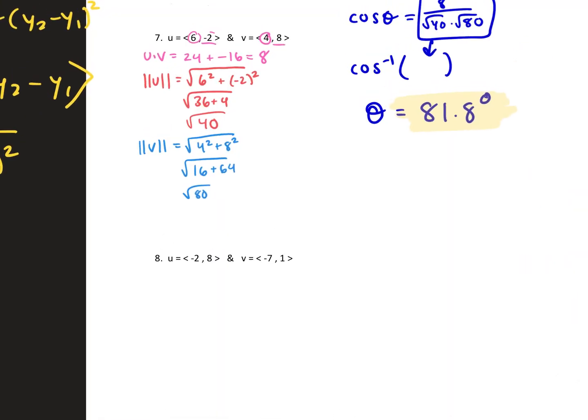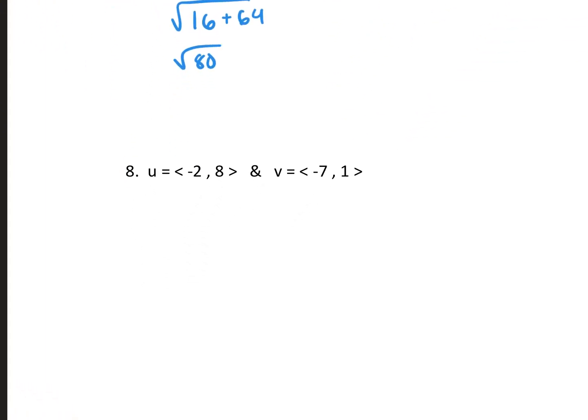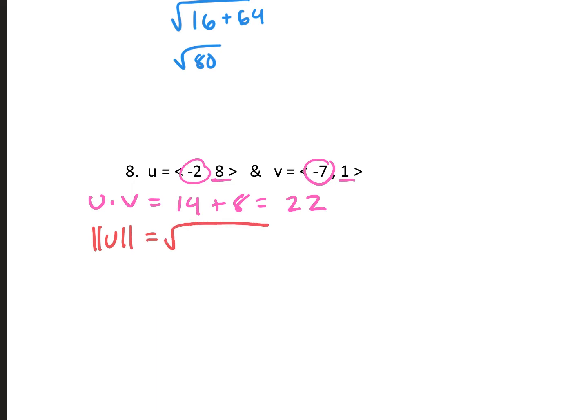All right, so for number 8, we're doing the same thing. I have to find the dot product, the magnitude of both, and then just plug it in. So the dot product of u and v is the first times the first. So that would be 14 plus the second times the second. So 14 plus 8 is 22. Then the magnitude of u. So it'll be the square root of the first one squared plus the second number squared. So 4 plus 64. So the square root of 68.